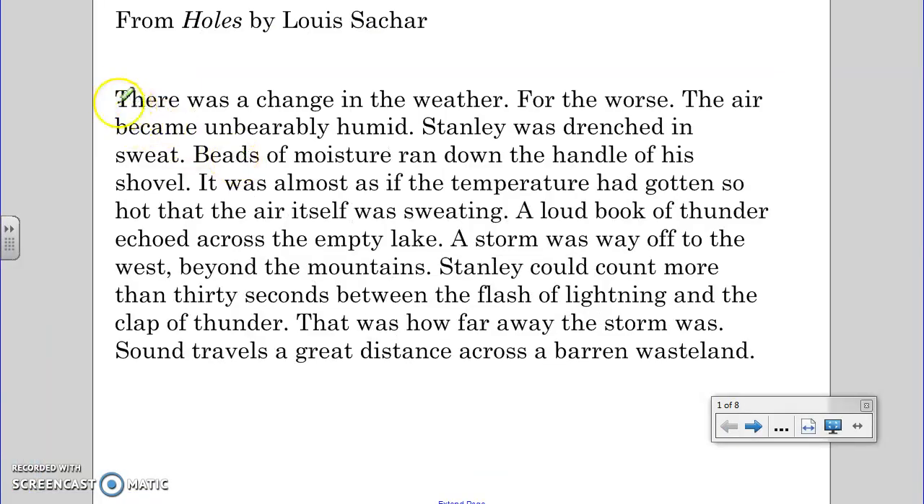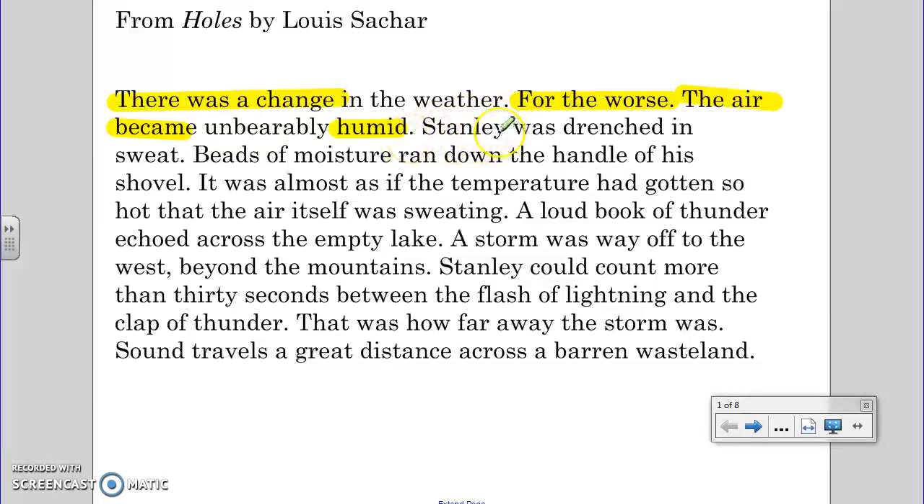So, let's see. There was a change. I'm going to probably eliminate the weather just to kind of keep it a little bit more ambiguous, or make it so the reader doesn't completely know what we're talking about. This line right here, "for the worse," is a really good line. It's descriptive and it kind of adds a little drama. The air became. I'll leave off unbearably and just keep humid on there.